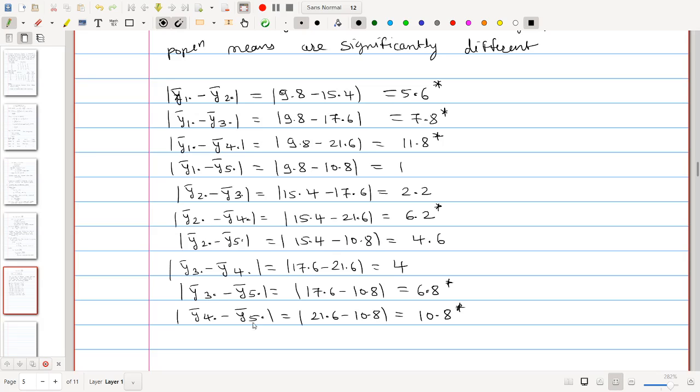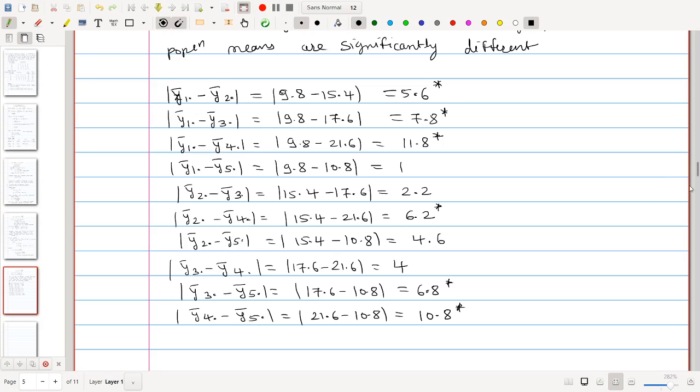So there are 10 pairs: 1 versus 2, 1 and 3, 1 and 4, 1 and 5, 2 and 3, 2 and 4, 2 and 5, 3 and 4, 3 and 5, and 4 and 5. These 10 pairs are there. In the first case, our hypothesis is mu1 equal to mu2 versus mu1 not equal to mu2. Then mu1 equal to mu3 versus mu1 not equal to mu3. Just like this, the last one will be mu4 equal to mu5 versus mu4 not equal to mu5.